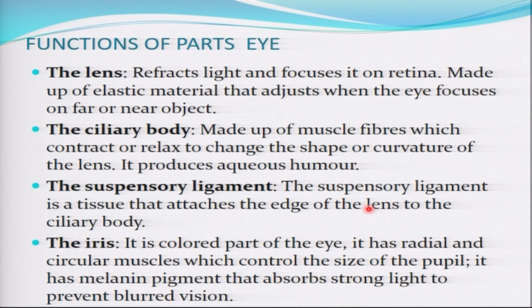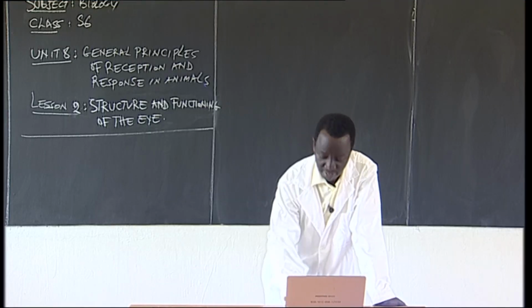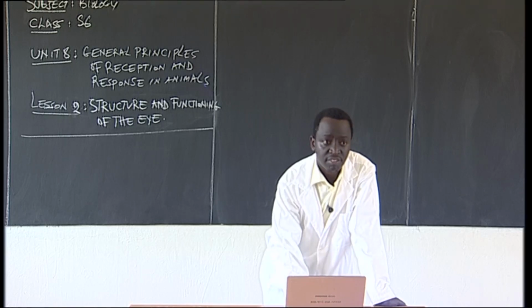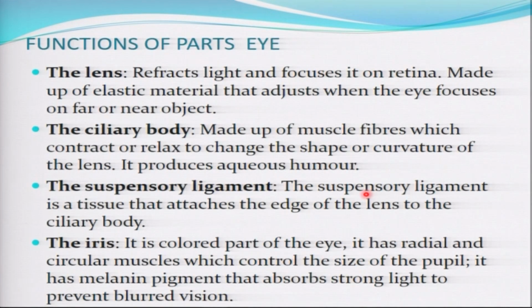We have the lens. What's the importance of the lens? They reflect the light and focus it on the retina. They are made of elastic material. Yes, they are the ones that can refract the light, can orient the light to the what? To the retina. This is what you call lenses. The lens, this side, is the one that can direct the light to the retina. Here. These are lenses.